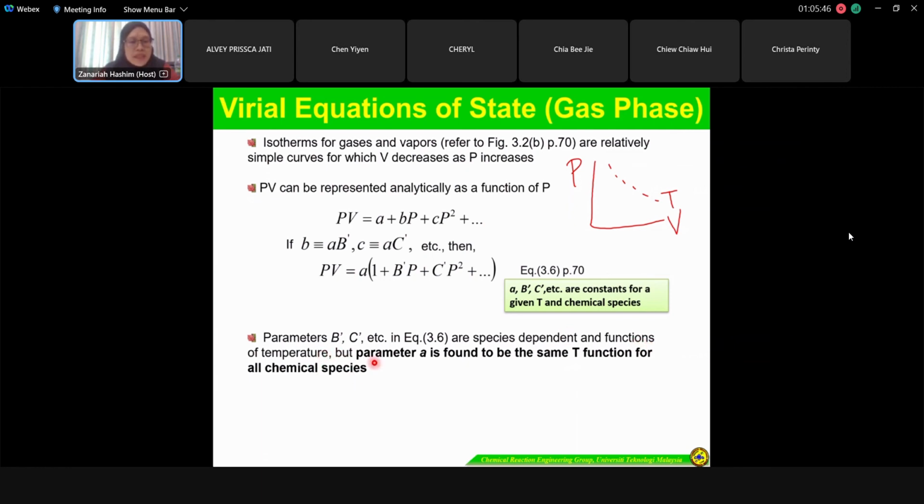But parameter A is found to be the same T function for all chemical species. Okay, meaning that for parameter A, it's not species dependent. For all chemical species, you can use the same equation, which is a function of T. Depends on T only.